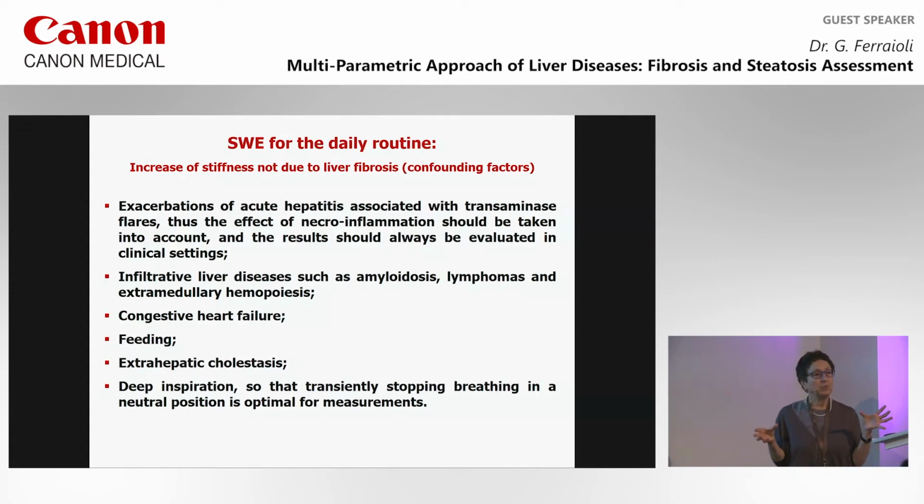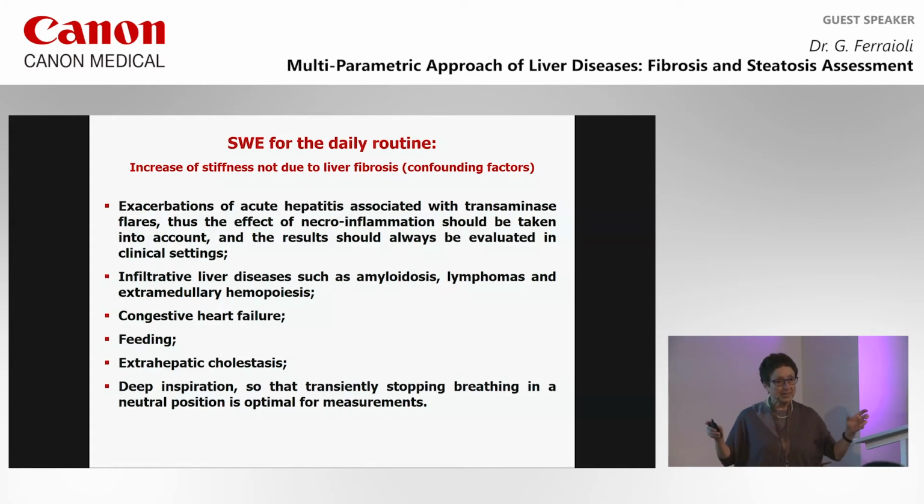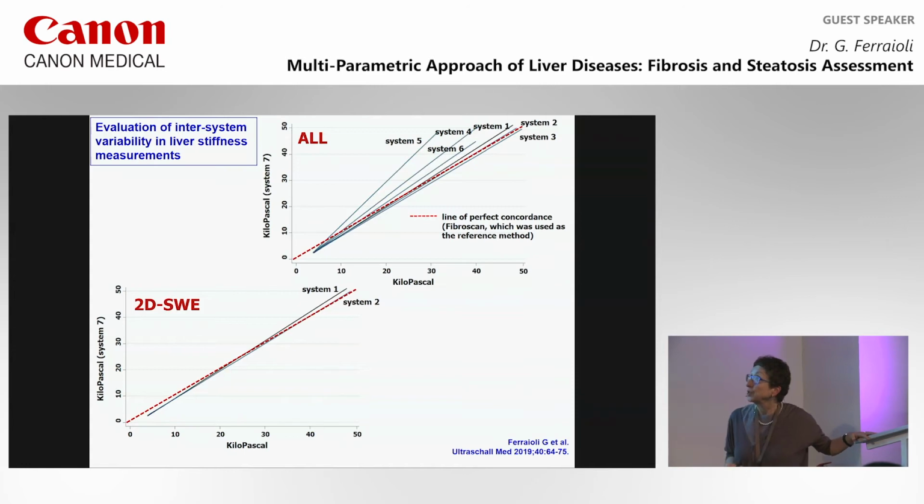And from a technical point of view, the inspiration is also important, because in deep inspiration the liver is pushed down, so there could be an increase of stiffness. Usually when we perform elastography, we ask the patients to breathe normally. Instead, when performing a B-mode ultrasound, we ask the patients to take a deep breath. And then when we have chosen the area where to perform the measurement, we tell the patients to stop breathing at mid-expiration.